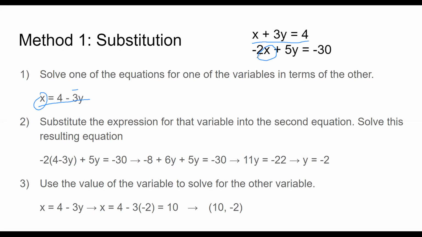And then instead of writing x here, we can write 4 minus 3y, and we substitute it in. And then you have one variable and one equation. Then you can do the arithmetic, the number crunching, and solve for the variable. Then you plug it back into the equation and solve for the other variable.